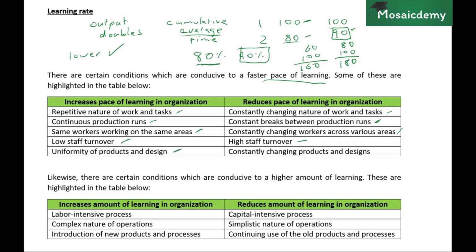Uniformity of products and design, right? If the process is simple, the workers are doing the same thing over and over again, making the same types of products, that's what is conducive to learning, as opposed to constantly changing products and designs.